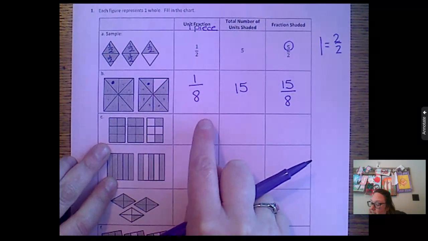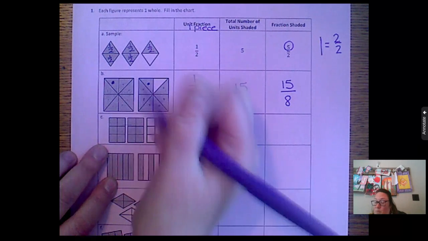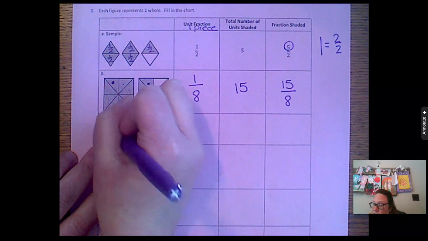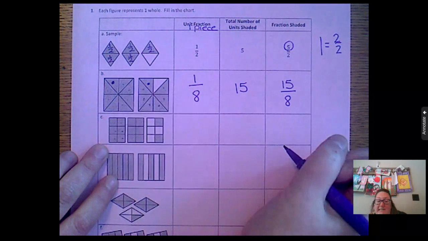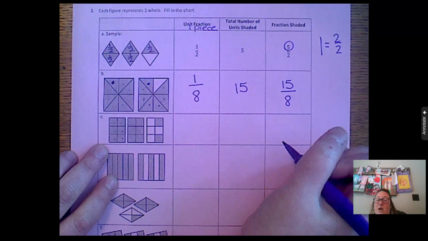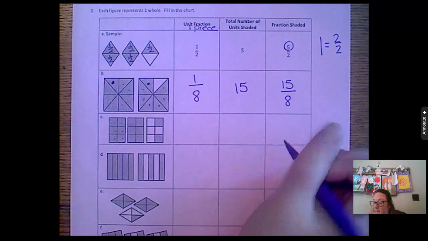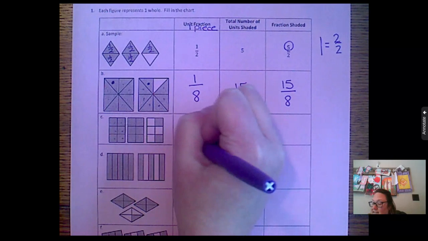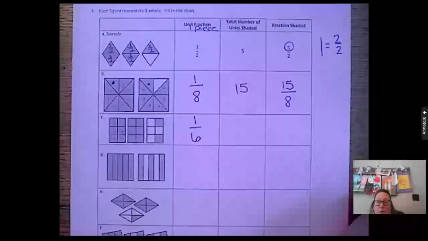All right, so C, the unit fraction for one piece. Well, we're just going to look at one whole, right? So if I look at one whole, there's 1, 2, 3, 4, 5, 6. 6 pieces in one whole. A unit fraction means we're looking at one piece out of the whole, so it would be 1 over 6 because there's 6 pieces in the whole.